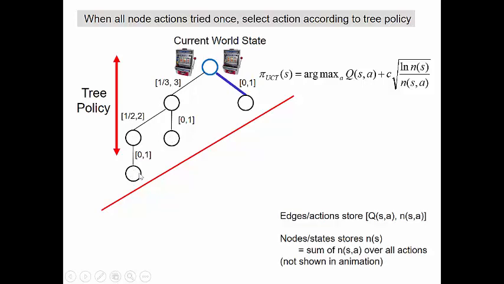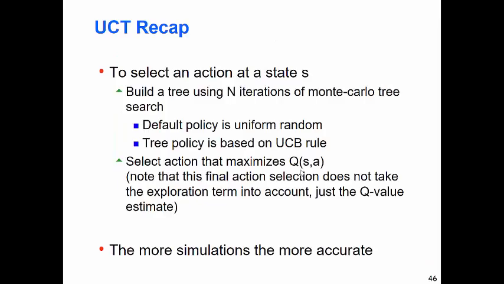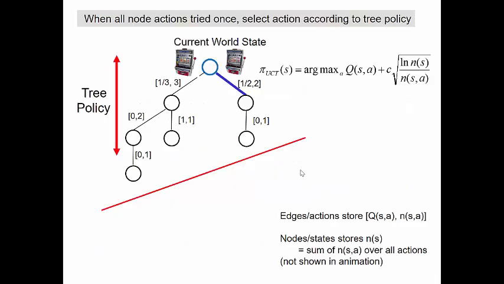Now you define a new bandit problem for the next iteration. Maybe it goes over here, and you just keep doing this over and over until you run out of time, basically. So it's an anytime algorithm: it creates one node every iteration, and you build as big a tree as you can in the time you have. And that's how this works. Any questions about UCT? It's actually pretty simple once you understand what Monte Carlo tree search is and what bandits are. It's just putting those two things together.